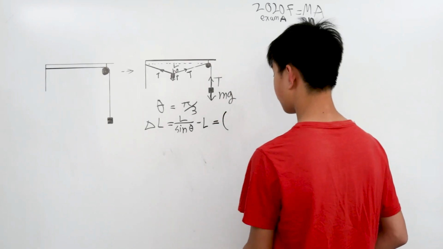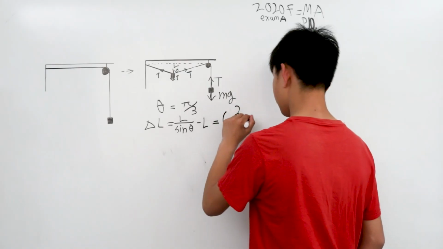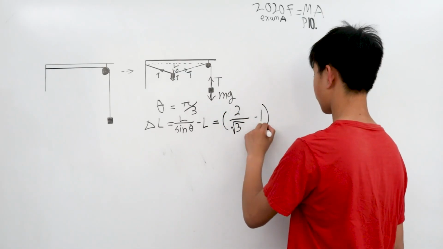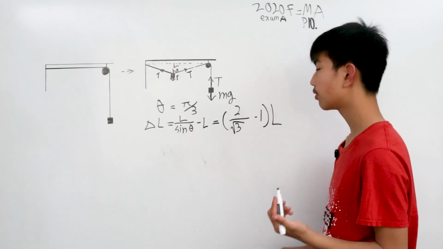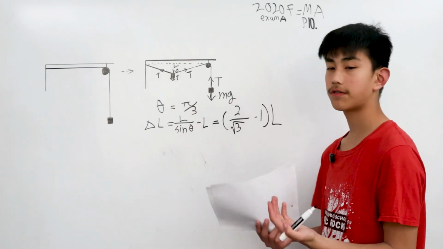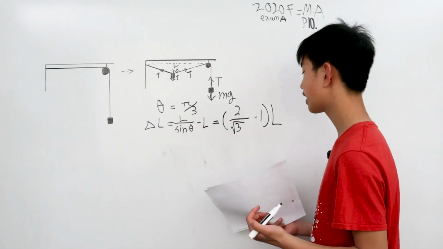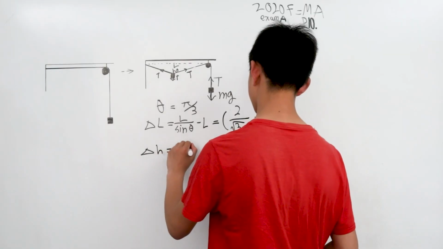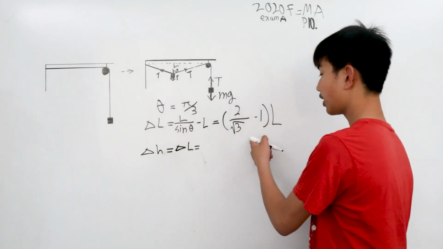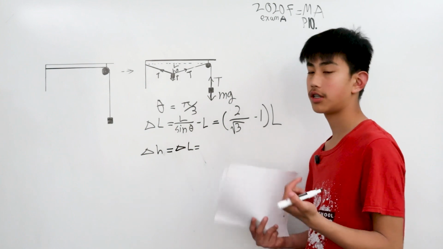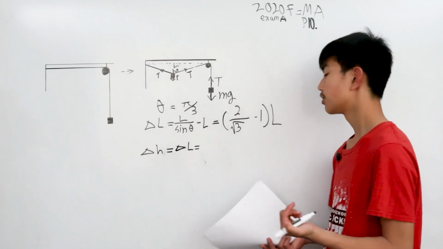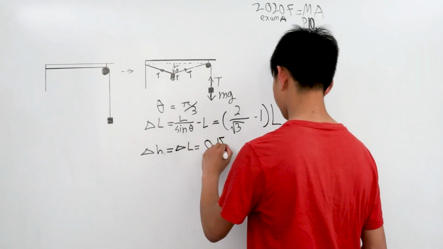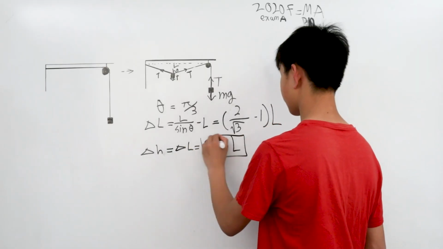Because sine of pi thirds is root 3 over 2, we take the reciprocal minus 1 and then factor out the L. Since we have conservation of string, we get that delta of the height change is the change in length, which is, we can use calculators for this because in this exam calculators are allowed. So for this value, simply round to 0.15 L, and that is our answer for this problem.